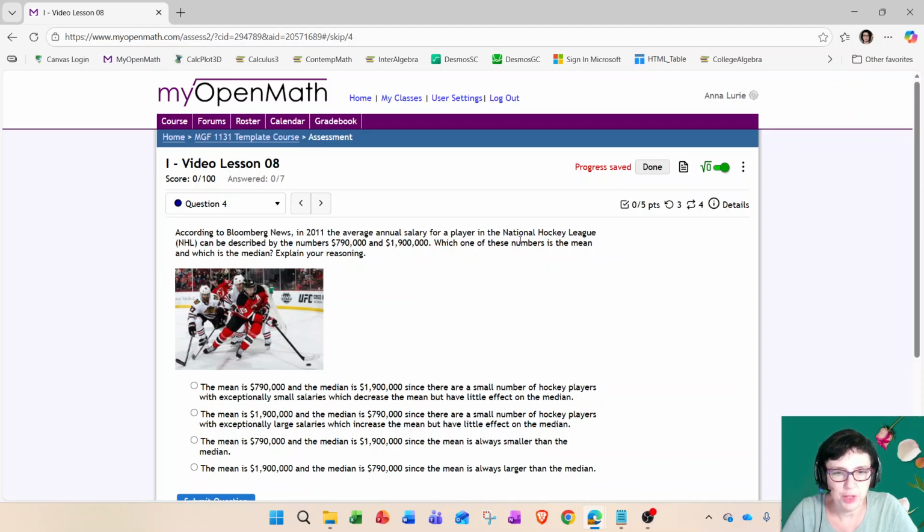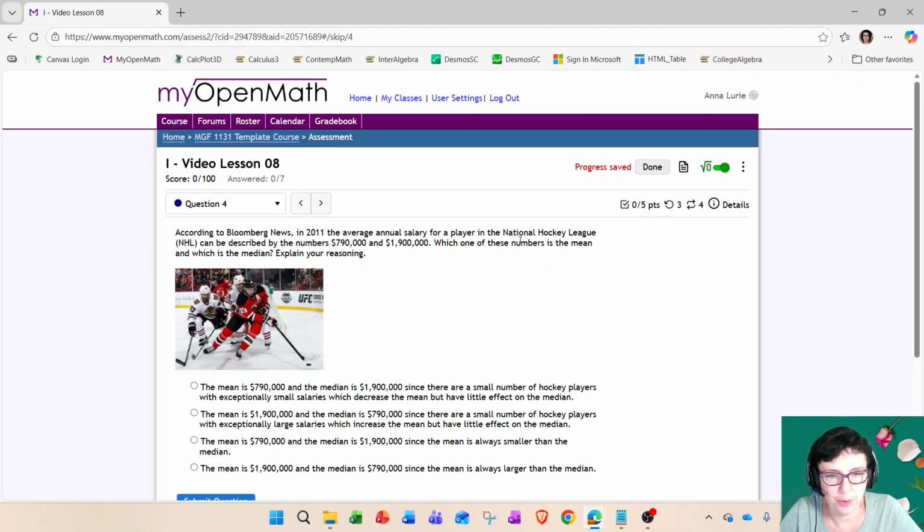All right, in this video, we will talk about which measure, the mean or the median, is affected by very large or very small observations. We call them outliers in statistics. So in this example, which is kind of old, it's 2011, but that's okay. It just illustrates the point.